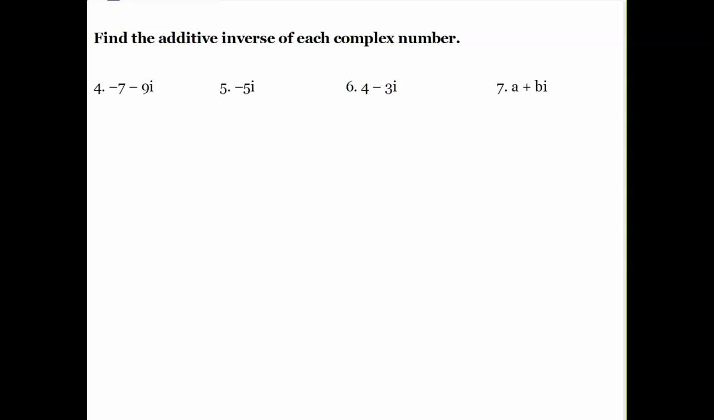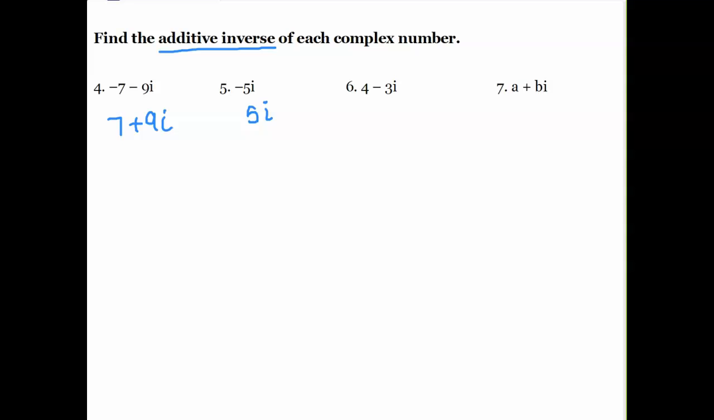So find the additive inverse of each complex number. If you recall, the additive inverse is the number that you can add to equal 0. So the additive inverse of -7 would be +7. The additive inverse of -9i would be +9i. So the additive inverse is essentially the opposite of the term. So in number 5, you have -5i, so its additive inverse is +5i.